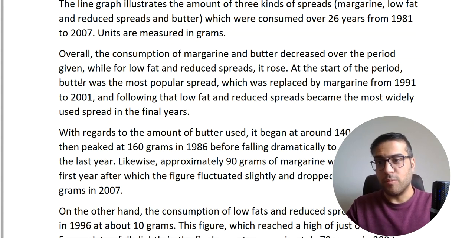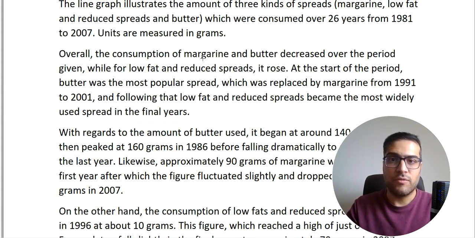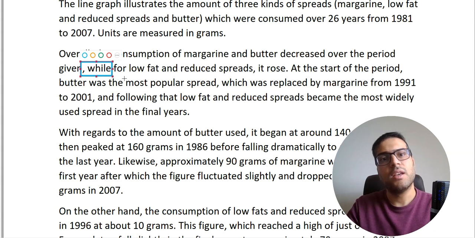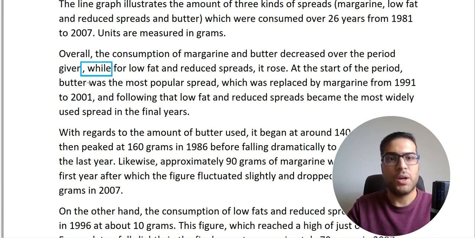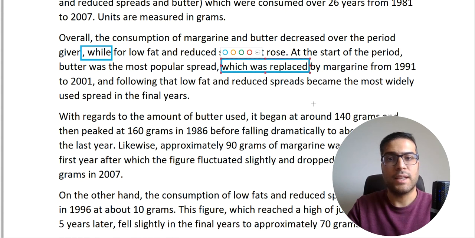I can say the most important paragraph in writing task 1. Overall, the consumption of margarine and butter decreased over the period, while for low fat and reduced spreads, it rose. So we see "while" for comparing these three categories. At the start of the period, butter was the most popular spread, which was replaced by margarine from 1991 to 2001, and following that, low fat and reduced spreads became the most widely used spread in the final year.